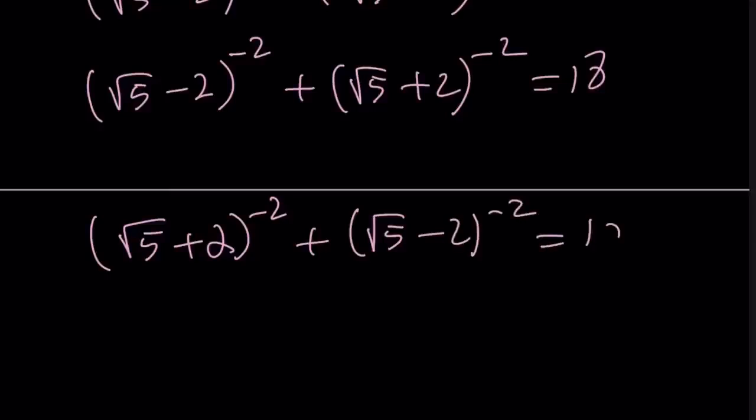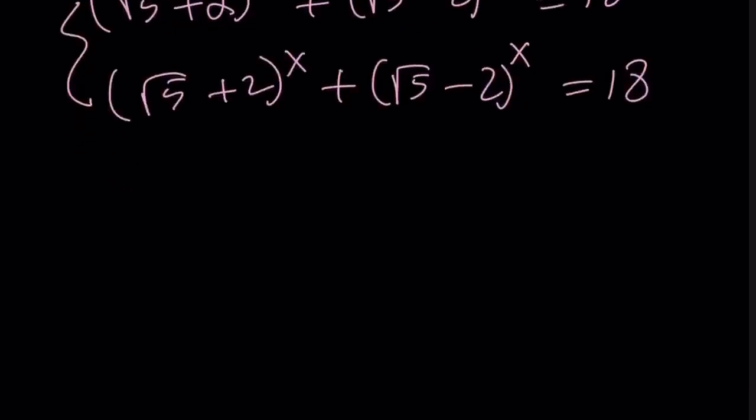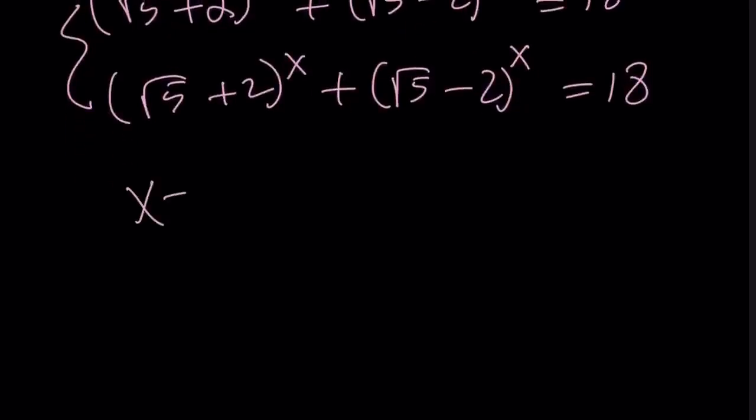And now remember, the original equation was this one. And what does that tell you? That tells you that, oops, I was supposed to replace with x. Okay. So this tells you that negative 2 is also a solution, because look at this, right? x equals negative 2 works. Therefore, x equals negative 2 is also a solution.